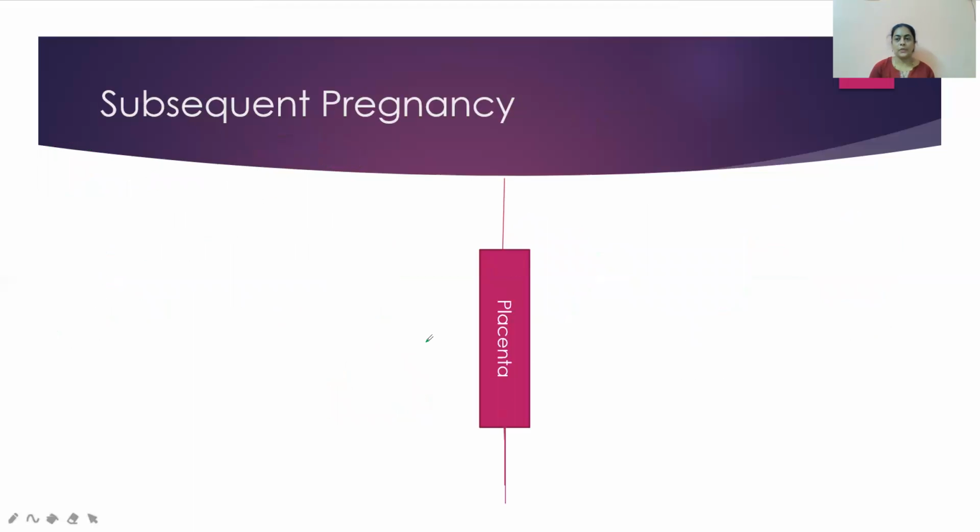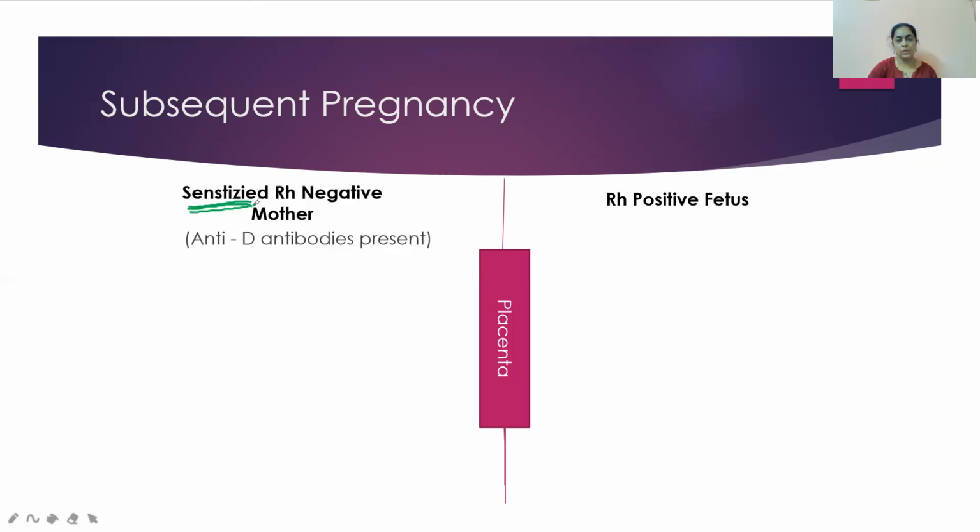So what happens in the subsequent pregnancy? I told you the first pregnancy is not affected. Now the mother has been sensitized, means she was exposed to D antigen. She has produced IgM antibodies. Now she is not just an Rh negative mother, she is already sensitized to the Rh antigen. So she has anti-D antibodies and now she bears an Rh positive fetus. The Rh positive fetus will have D antigen, and fetal-maternal hemorrhage will be there. So the fetal RBCs containing D antigen enter the maternal circulation.